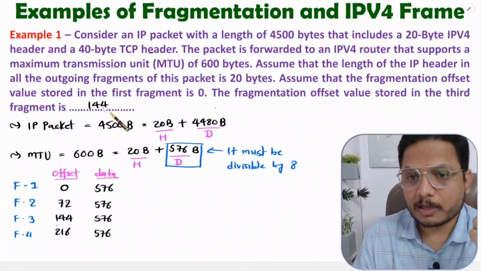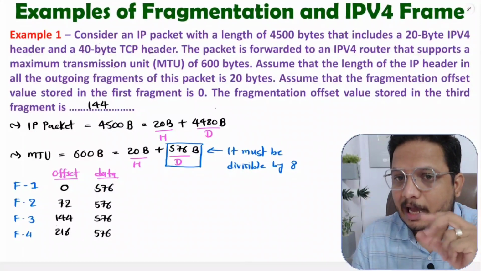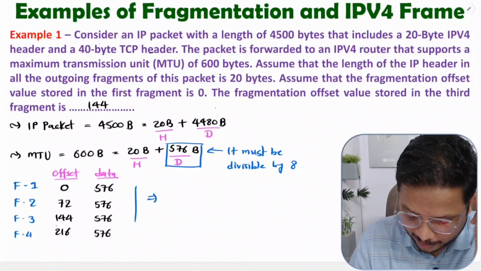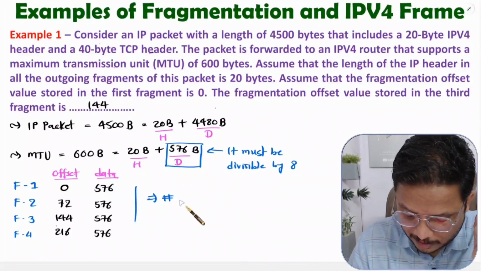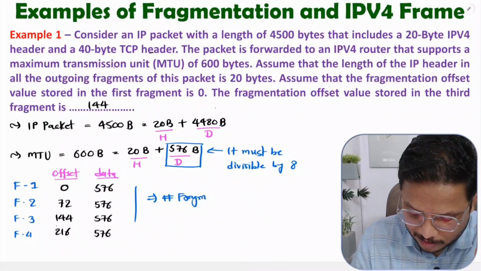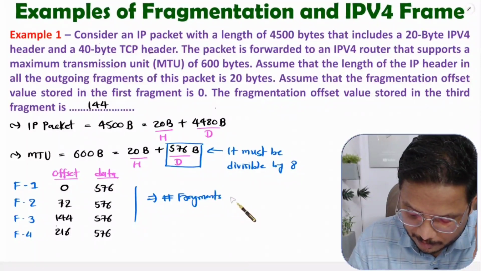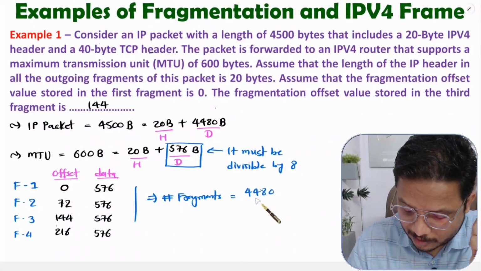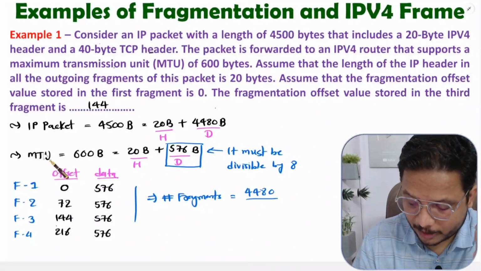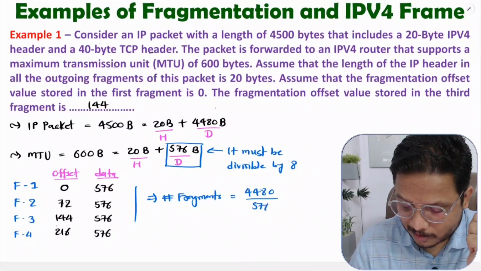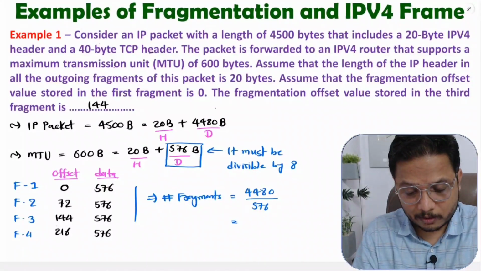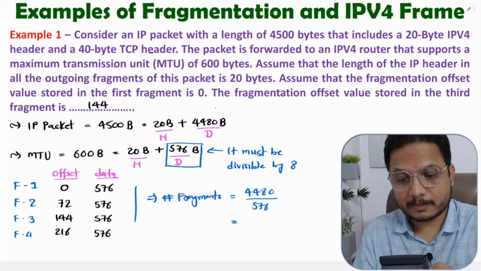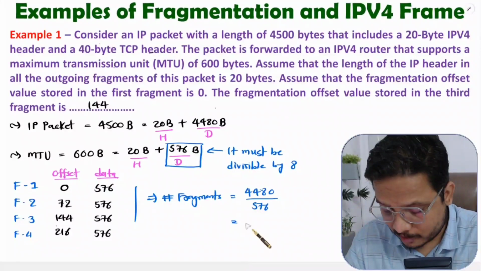Here there can be one more question: how many fragments are there? The number of fragments will be the total data, 4480, divided by the size of data in the MTU, 576. So 4480 divided by 576 is 7.77.